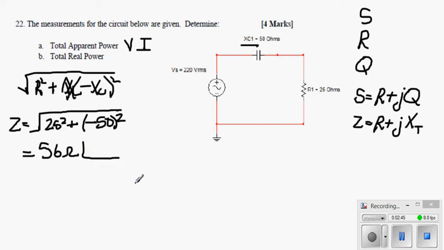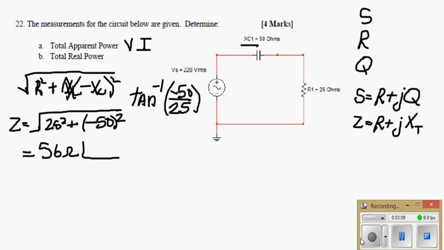Of course, we also have an angle, because we might need that angle for some of our calculations. So remember, the angle is the tangent inverse of the reactance, in this case minus 50, divided by the resistance of the circuit, in this case 25. I calculated a minus 63.4 degrees.